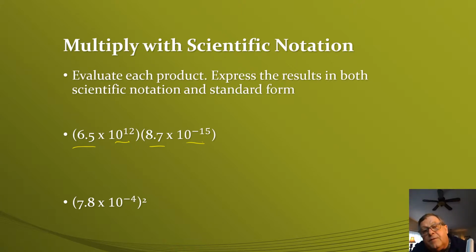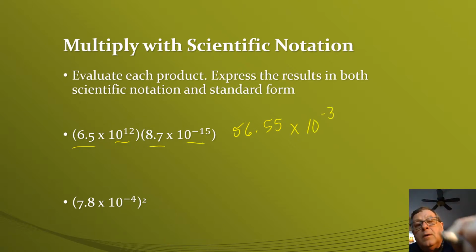I'm going to say 56.55 times, because I'm still having moved this from scientific notation. And now I've got 10 to the 12th times 10 to the negative 15th. And we know when we multiply exponents, we add them. We subtract them when we divide. So I got 12 minus 15. And so initially I've got here 10 to the negative third power.